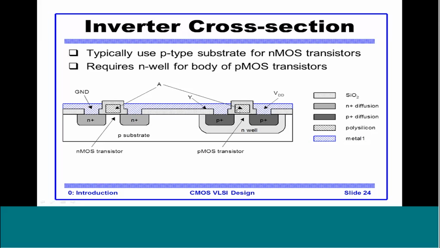Now the output, again both the drain of NMOS and drain of PMOS is connected together to form the output. So the input is always the gate and the output is always from the drain. The gates of both transistors connected together, and correspondingly the drains of both transistors connected together to form the output. So this is a cross section of the inverter.